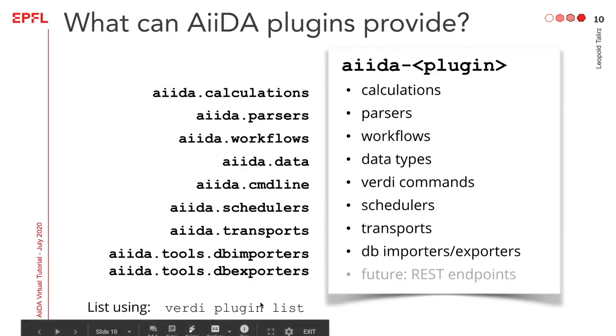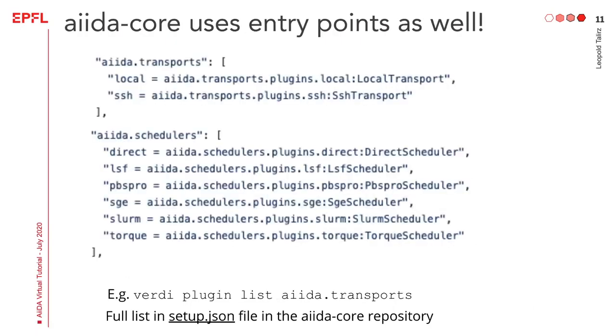And you can list all of these available groups using the Verdi plugin command. This is just to mention that AiiDA Core uses entry points as well. For example, these are the two transports defined by AiiDA. We have the local transport, which simply runs things on the machine where AiiDA is installed, and the SSH transport, which is how AiiDA connects to remote computers, for example, supercomputing centers.